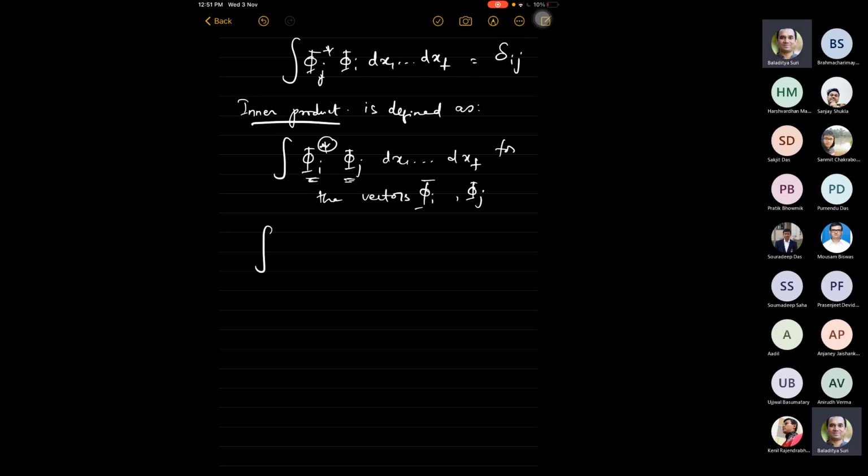In general, you can define the inner product for any two vectors. Let us say psi and chi are two functions. Now psi is one superposition of the phi i's because the phi i's are our orthogonal basis. Chi is another superposition of the same phi i's. Now you can define the inner product of these two, and in general that is not zero.